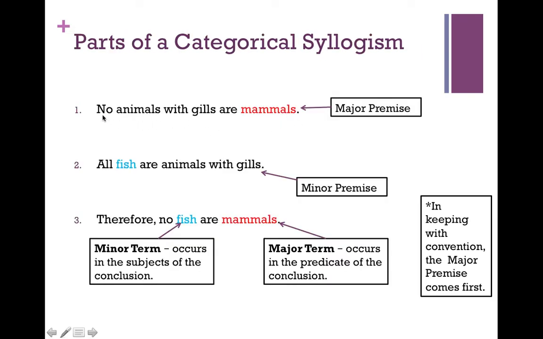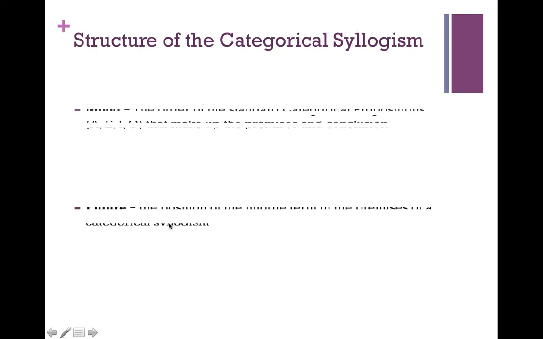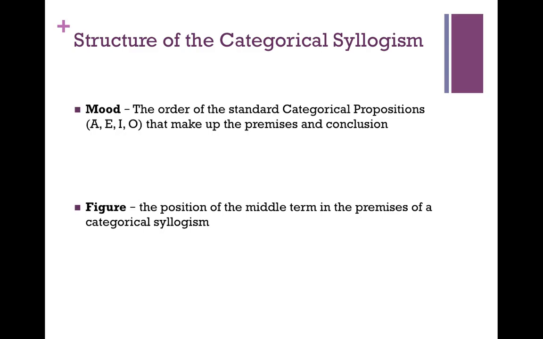So look at this one right here. We have the quantifiers no, all, and no. Now, a no proposition is an E, all is A, and no is E. So the mood of this is going to be E, A, E. And so basically you're just stating the order in which the quantifiers occur.